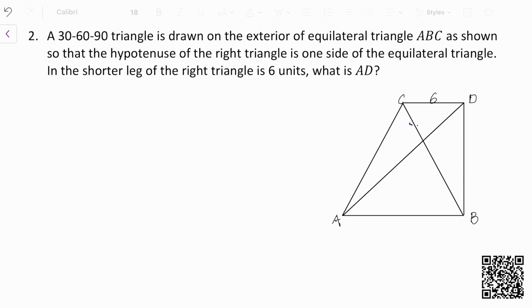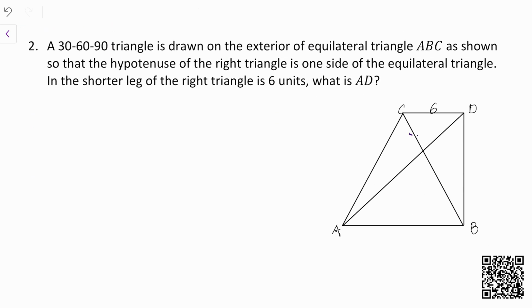Moving on to problem number 2: a 30, 60, 90 triangle is drawn on the exterior of equilateral triangle ABC as shown, so that the hypotenuse of the right triangle is one side of the equilateral triangle. If the shorter side of the right triangle is 6 units, then what is AD? So this is the right triangle, and this is 30 degrees, and this is 60 degrees. It's asking what AD is, as the line is already marked.